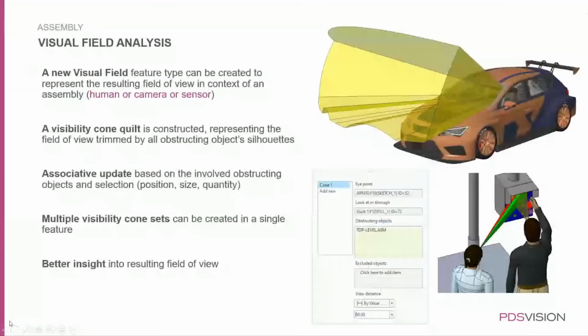Then visual field analysis is a new feature in Creo Parametric. The idea is that you give a focal point, then you give a look at or look through, so where do I want to look? Then you say, tell me what is limiting my field of view, and you may even exclude some of the objects, and then you generate a quilt, which shows what a human, camera or sensor can see. And yes, you can have multiple of them as well.